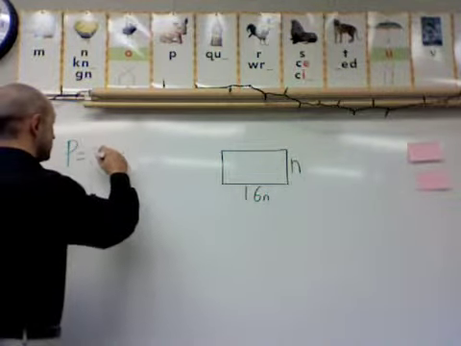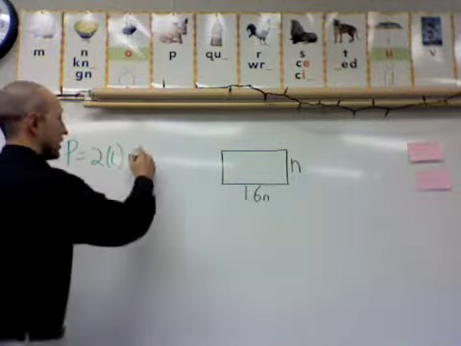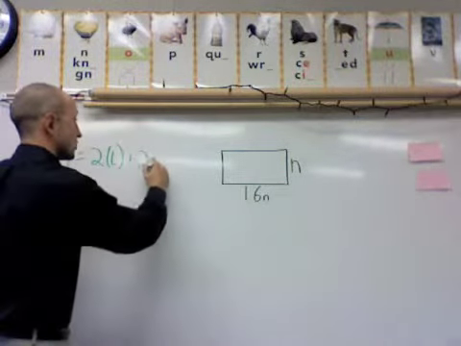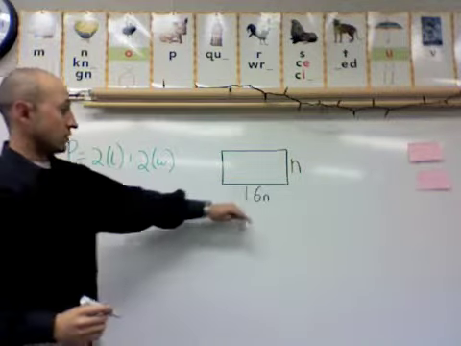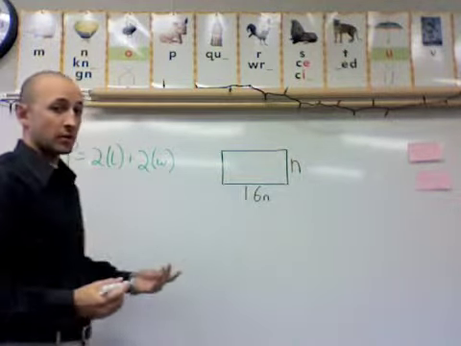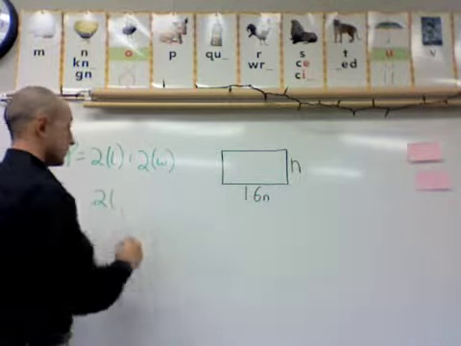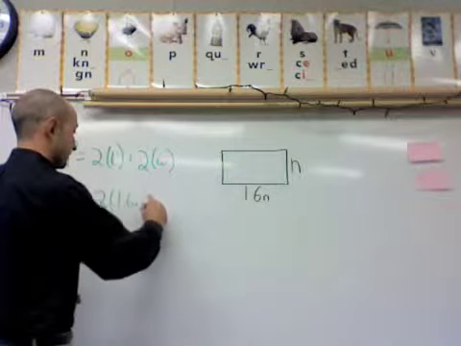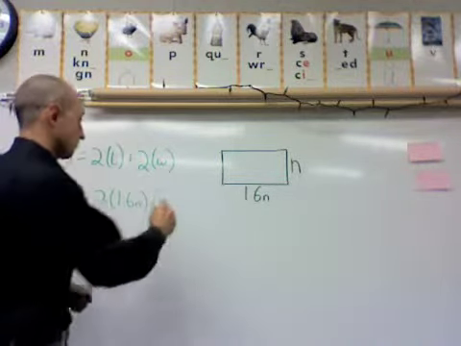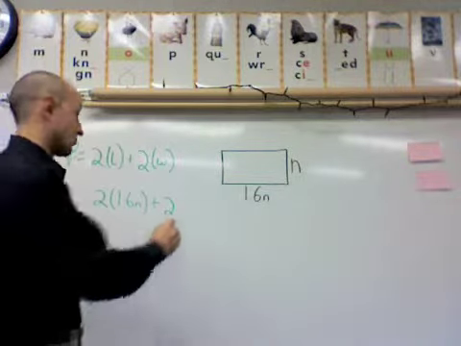And it was 2 times the length, the L's for length, and I want to add that to 2 times W for width. Now this will be my length and this will be my width, so I'm going to write an expression now. 2 times 1.6n, and I want to add that to 2 times the width, which is just represented by n.